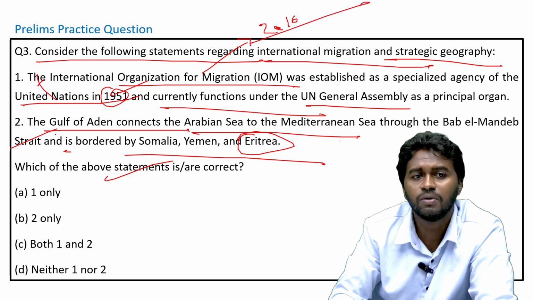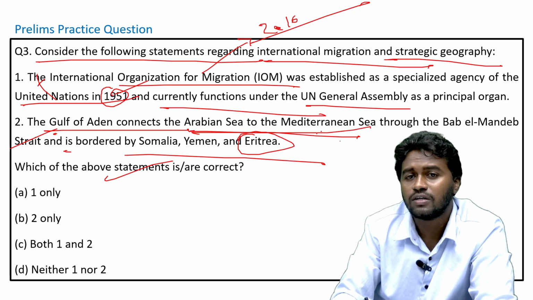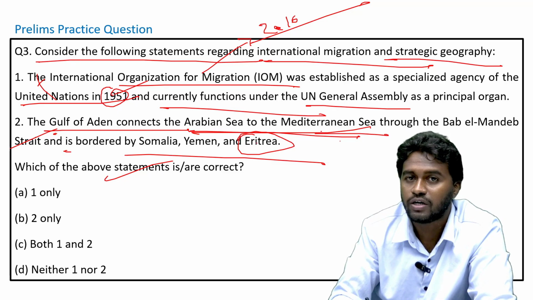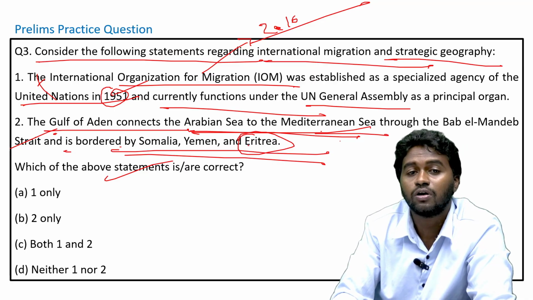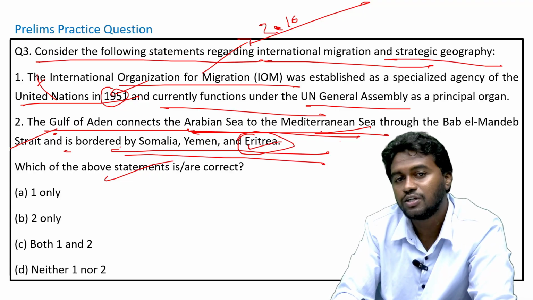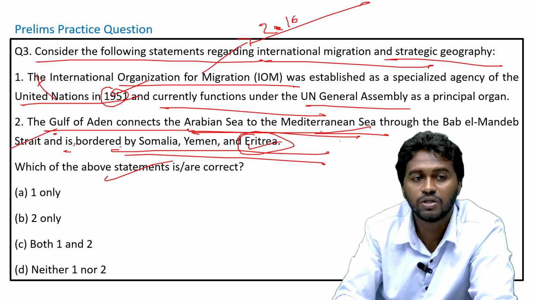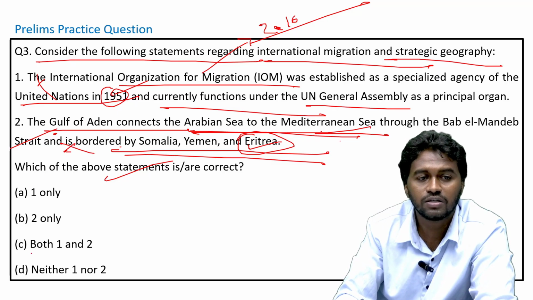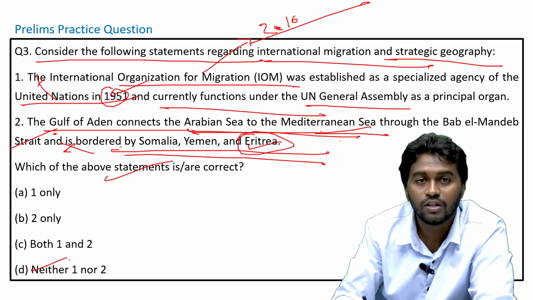Coming to the second statement, the Gulf of Aden connects the Arabian Sea to the Mediterranean Sea through the Bab el-Mandab Strait. Yes, and it is bordered by Somalia, Yemen and Eritrea. No, it is bordered by Djibouti, not Eritrea. Eritrea is not directly sharing a border with the Gulf of Aden. Therefore this statement is also incorrect. Therefore both statements are incorrect, and the correct answer is option D, neither 1 nor 2.